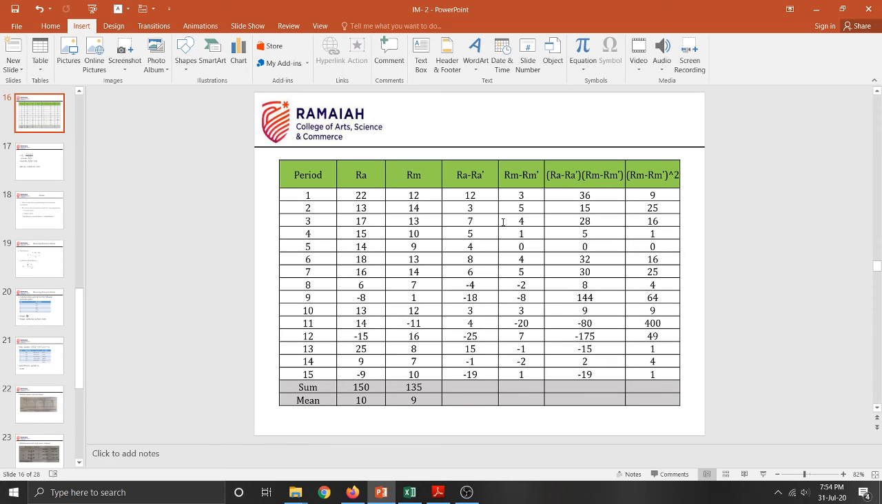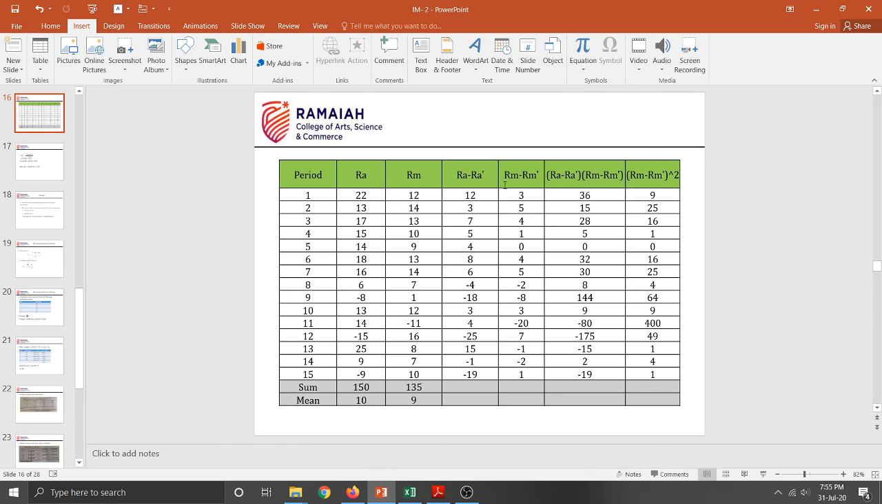Right. So how do we calculate? First you take the sum and mean of the individual stock. Sum is nothing but 150, you just add it. Mean is 150 divided by 15 gives you 10. Correct? That is your expected return of stock A. For the market also you take the sum and mean. 135 divided by 15 gives you 9. So 9% is the expected return of the market, and 10% is the expected return of your stock A.